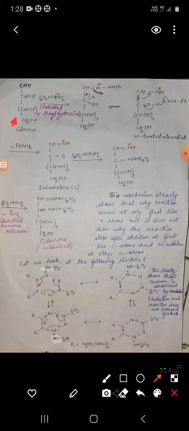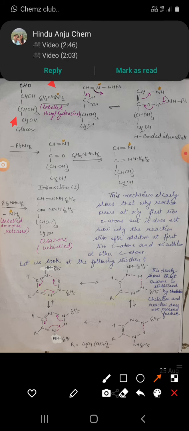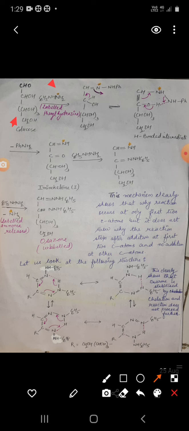So we have our glucose molecule. In this glucose molecule, we are taking labeled phenylhydrazine. Why are we taking labeled phenylhydrazine? Just to know the exact mechanism, that the very first phenylhydrazine which is added to the glucose molecule is expelled in the form of ammonia. To have a detailed understanding of the mechanism, we are taking one of the molecules as labeled phenylhydrazine. This labeled phenylhydrazine forms an addition product with the glucose molecule, which is shown by this particular structure. After the formation of this structure, there is a rearrangement occurring.